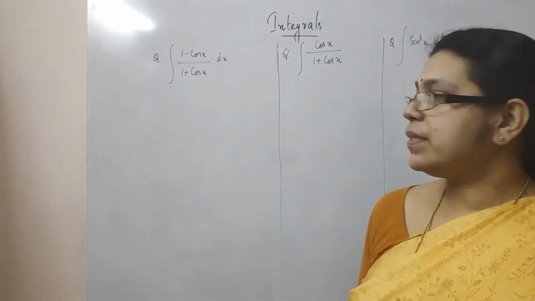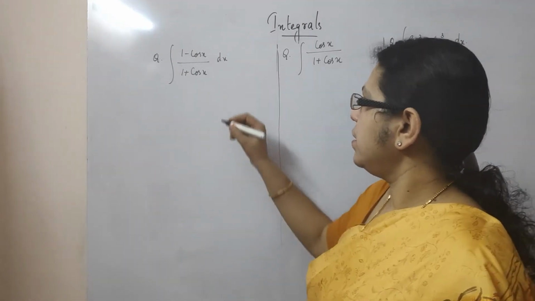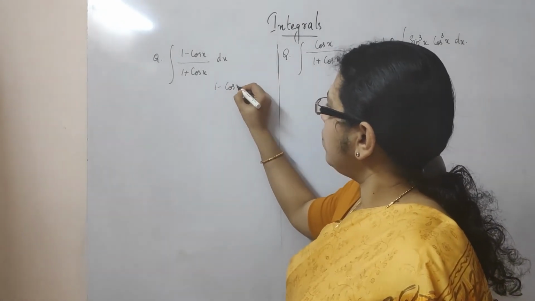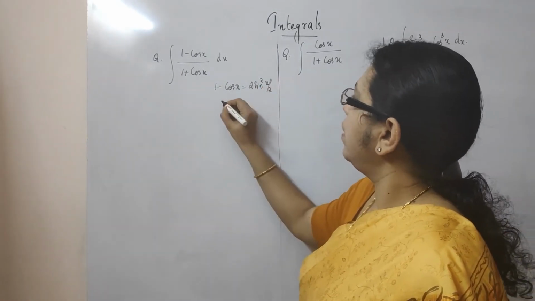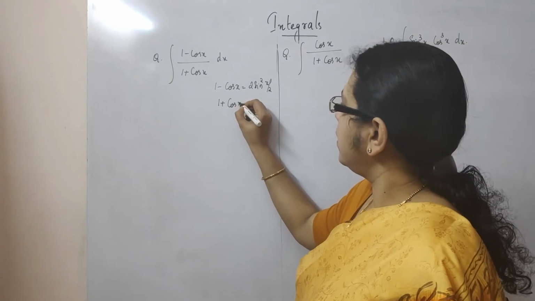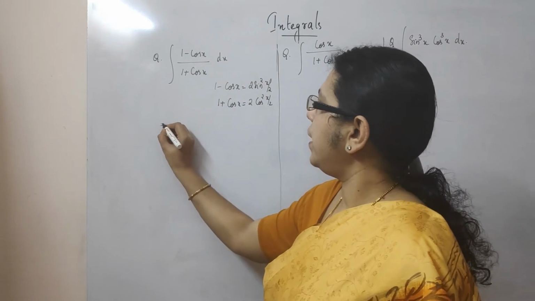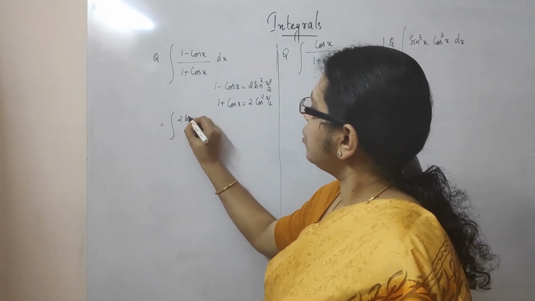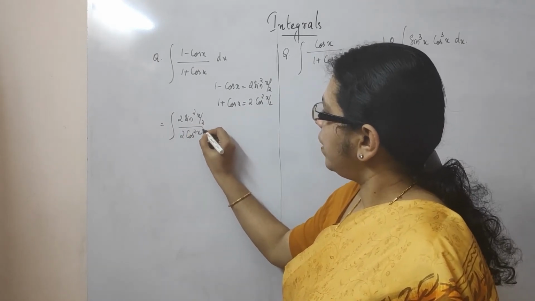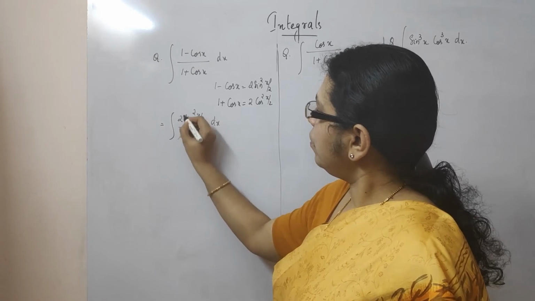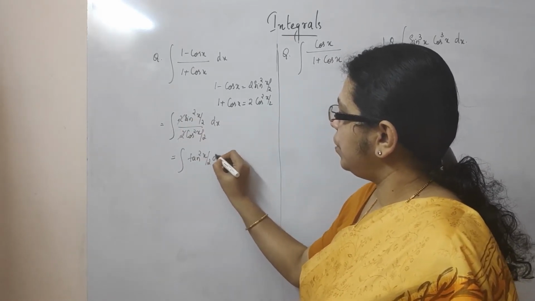Now let's continue the questions. Here I am going to integrate the integral of 1 minus cos x by 1 plus cos x. Now I recall, 1 minus cos x is 2 sine square x by 2, the half angle formula. And 1 plus cos x is 2 cos square x by 2. Applying it, I get 2 sine square x by 2 by 2 cos square x by 2 into dx. Now 2 and 2 cancel. What do I get? Integral of tan square x by 2 into dx.